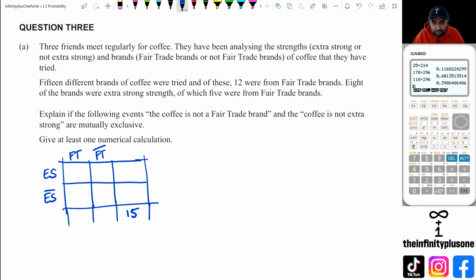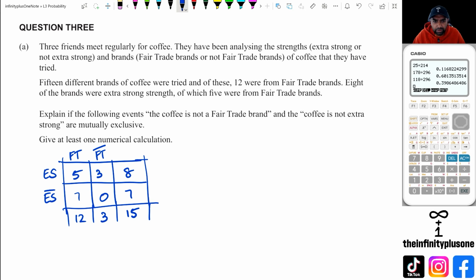12 of these were from fair trade brands. So 12 was from there. So 3 is not fair trade. 8 of the brands were extra strong strength, so that's 8 and 7. What else do we have? Of which 5 were from fair trade. So that's going to be 5, that's going to be 3, this is going to be 7, and that's going to be 0. So that's my table right there.